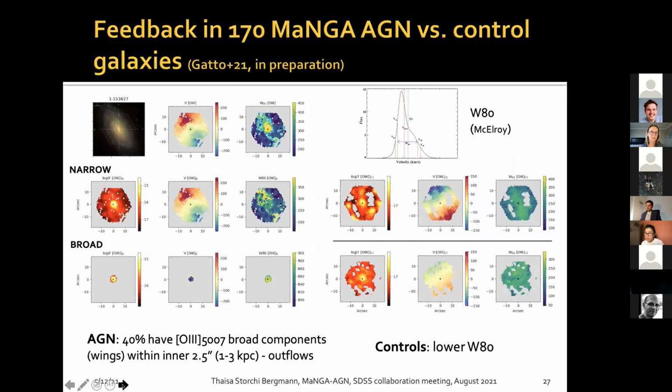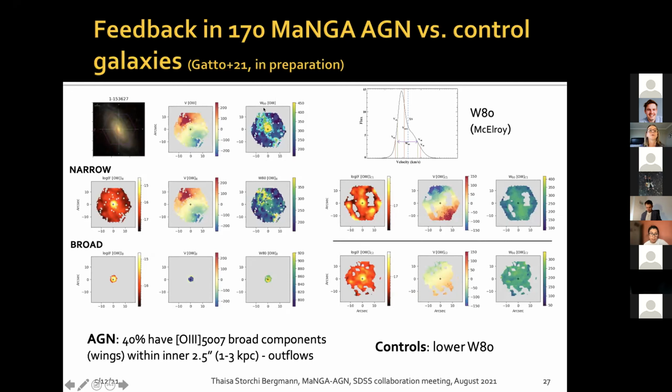We are studying more kinematics in this work of Lara Gatto, and we are looking at W80, which is the width of the profile of the O3 emission line that comprises 80% of the flux. We are building these maps, fitting one or two or three components to the profiles, the number necessary, and then we measure the W80 in the reconstructed profile.